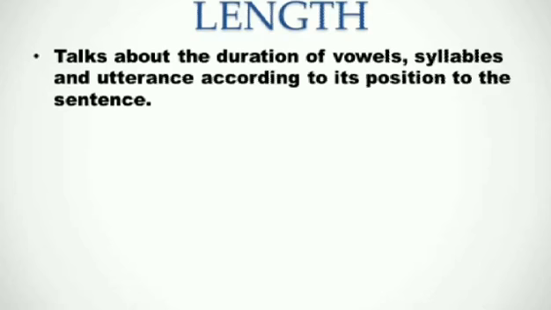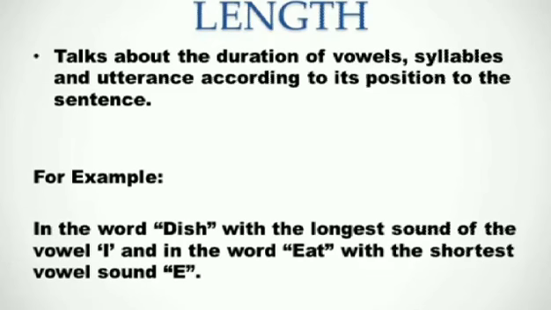The next is length. It talks about the duration of vowels, syllables, and utterance according to its position in the sentence. For example, in the word dish with the strongest sound of I, and in the word eat with the shortest sound of E.